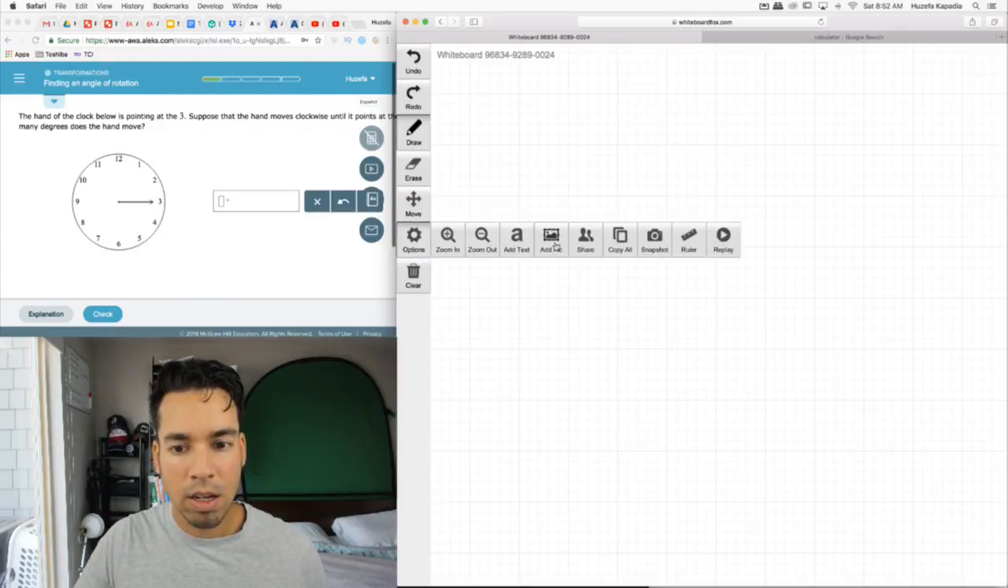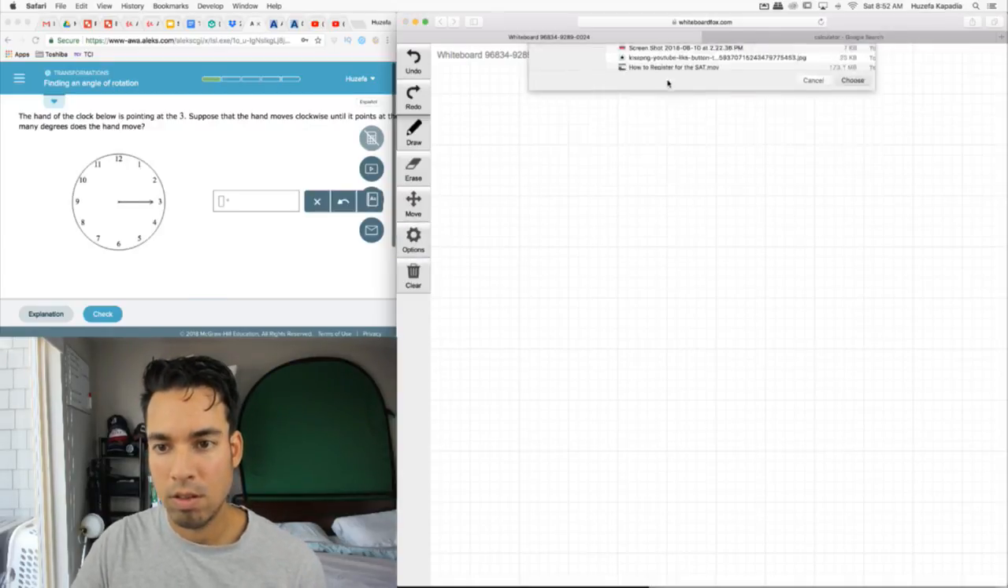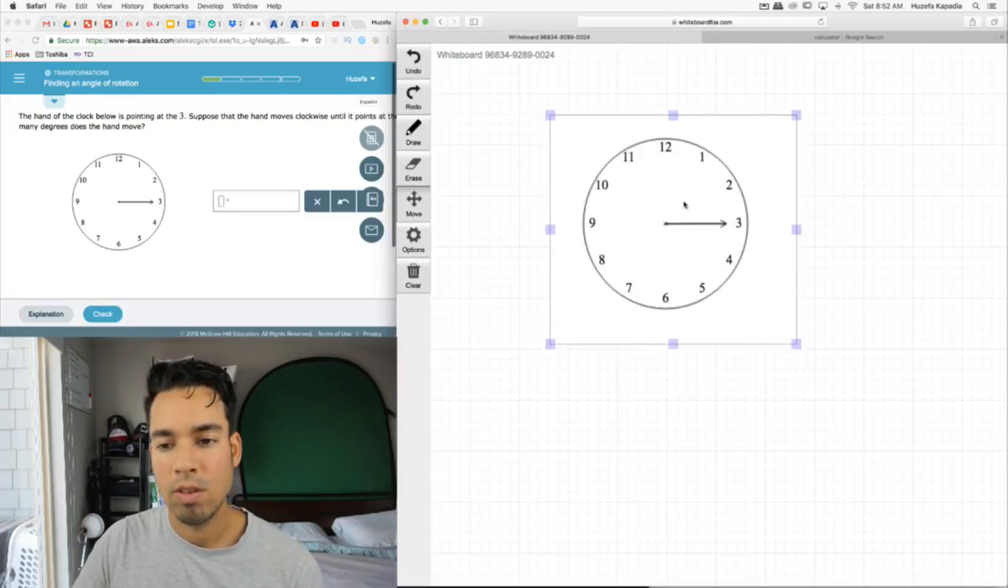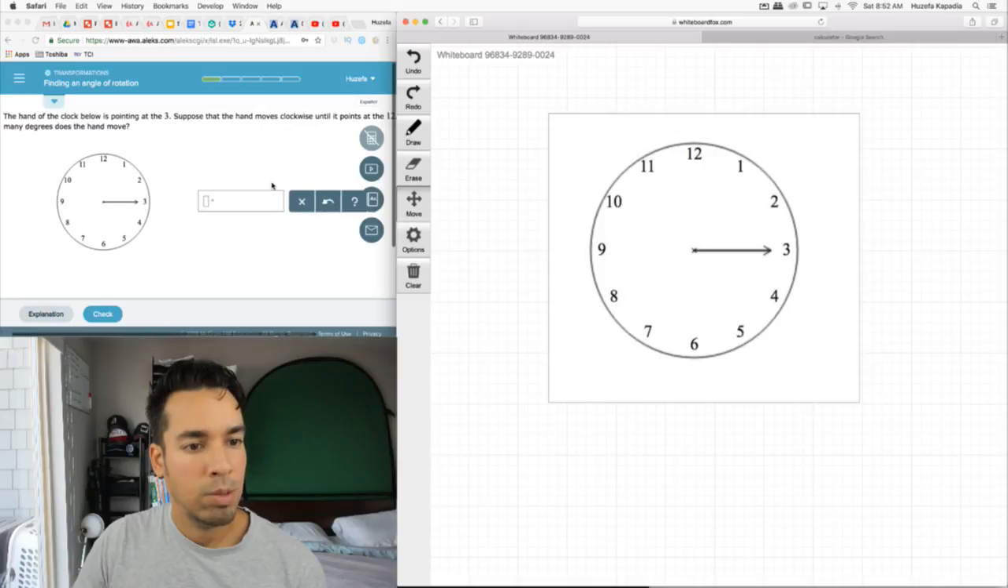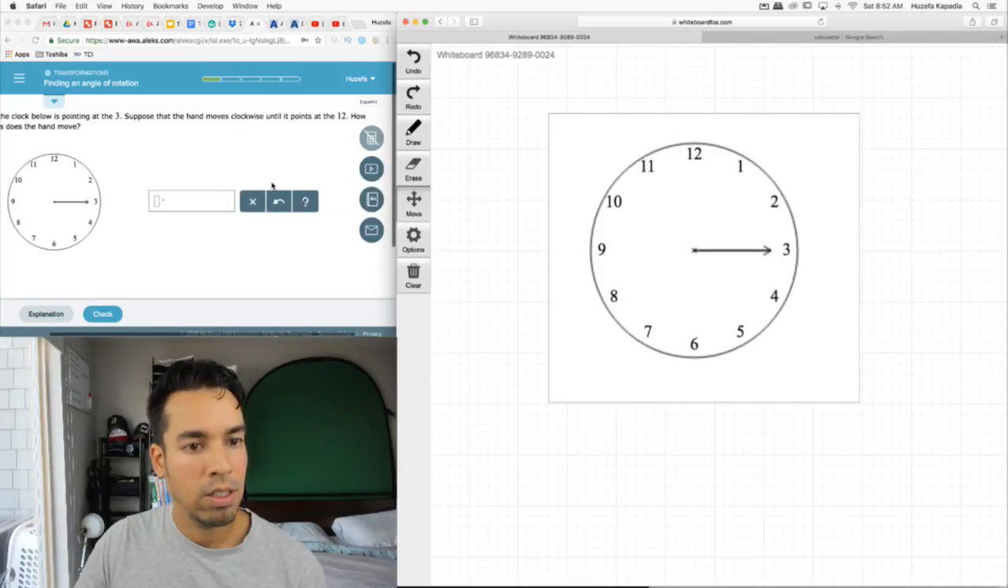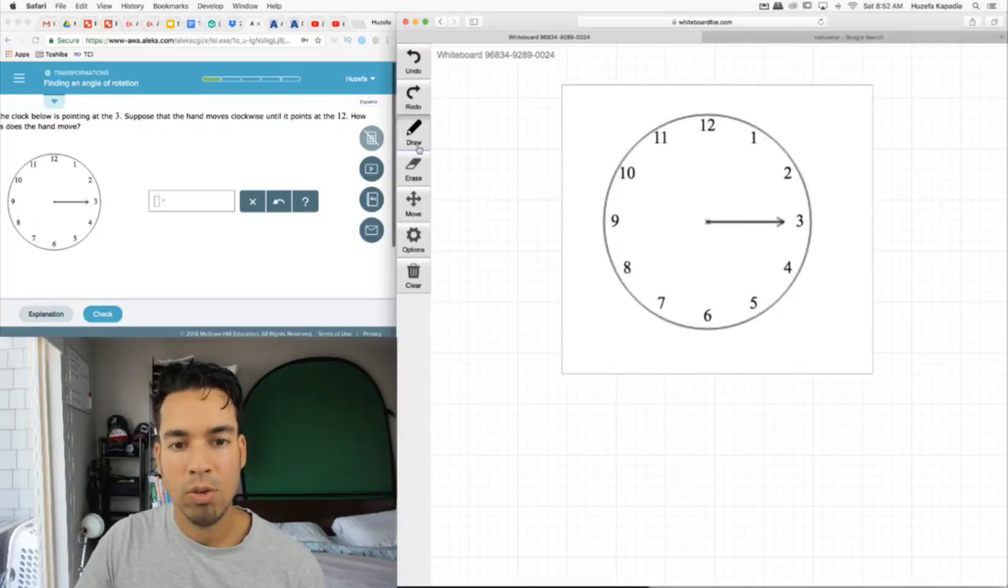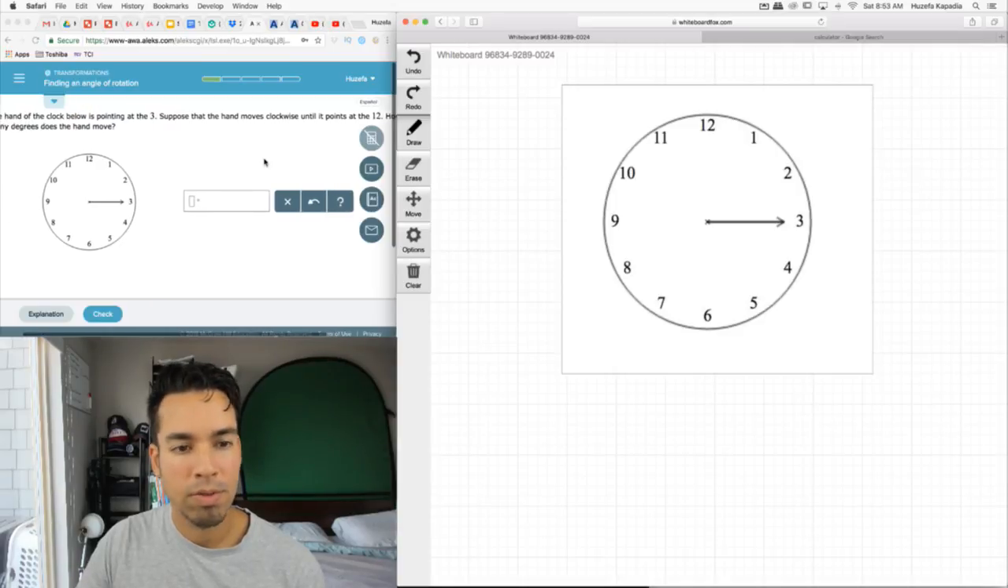Okay, now we got a clock. And it says it's pointing at 3. Now it says the hand moves clockwise. So now we're going in this direction until it points at the 12. How many degrees does the hand move?